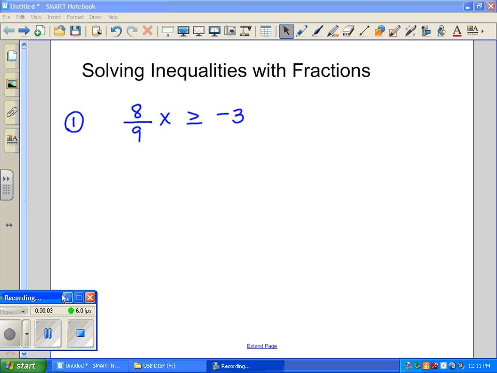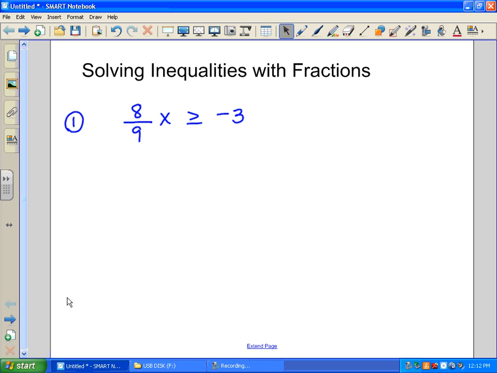This goes along with section 2.7 on solving inequalities. These problems will be just on the inequalities that have fractions. So we're going to start with 8/9 x is greater than or equal to -3.